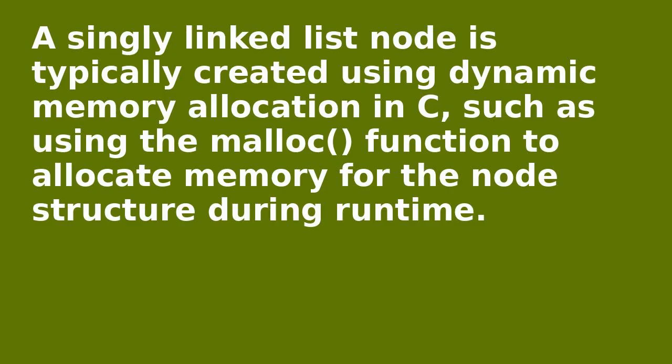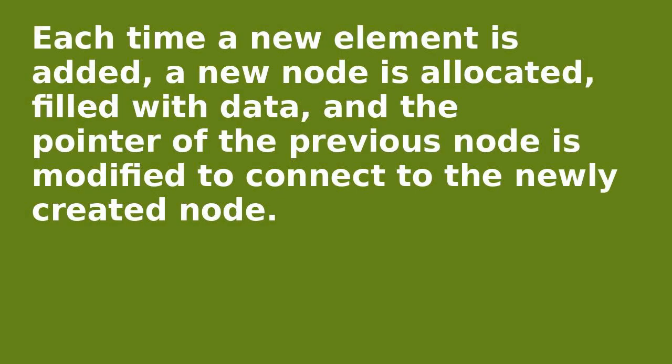A singly linked list node is typically created using dynamic memory allocation in C, such as using the malloc function to allocate memory for the node structure during runtime. Each time a new element is added, a new node is allocated, filled with data, and the pointer of the previous node is modified to connect to the newly created node.